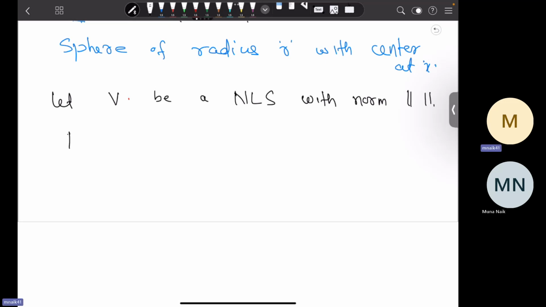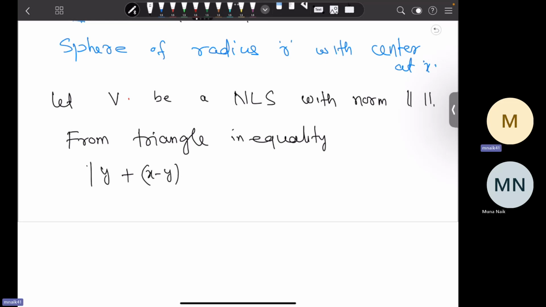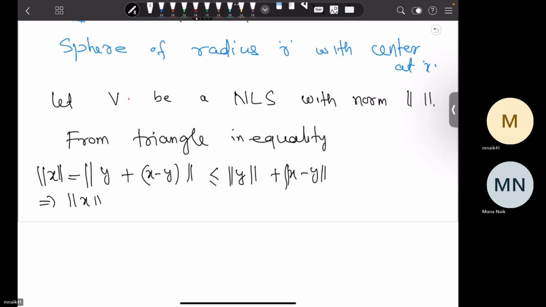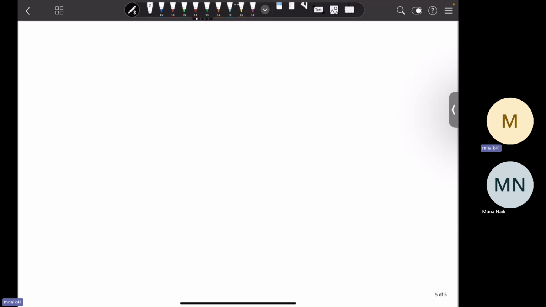Now from the triangle inequality we get norm of x plus y plus x minus y is less than or equal to norm of y plus norm of x minus y. So that will give you norm x minus norm y is less than or equal to norm of x minus y. I can change the roles of x and y, so I am changing the roles of x and y.